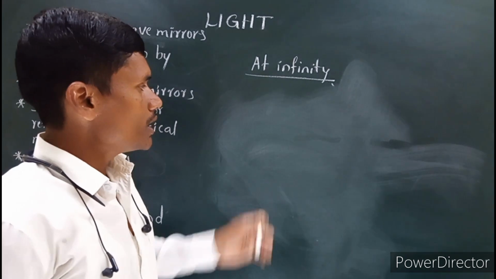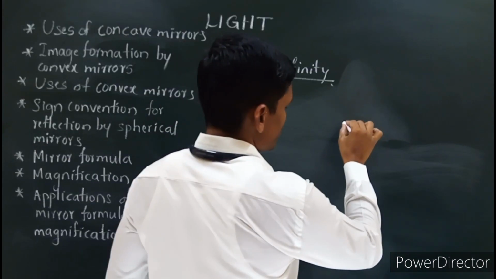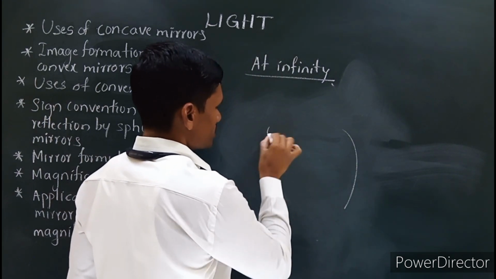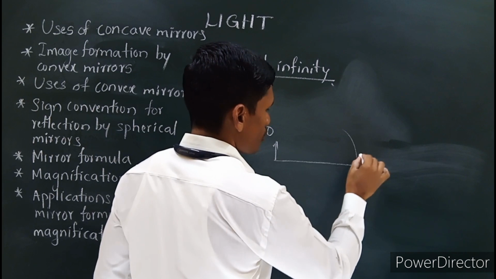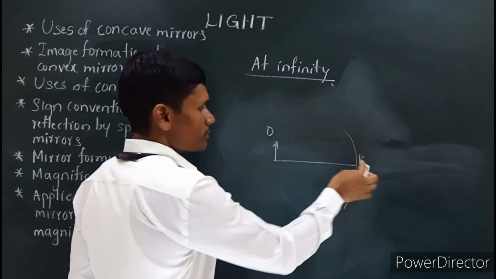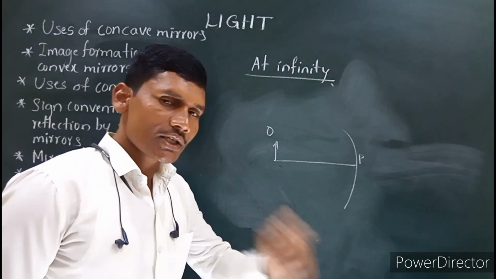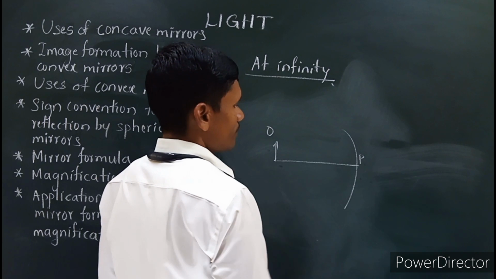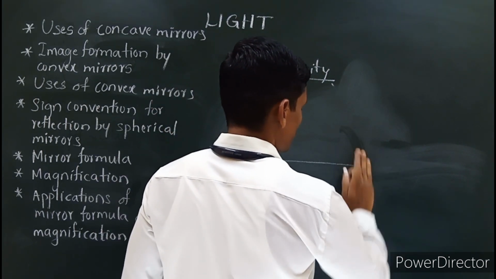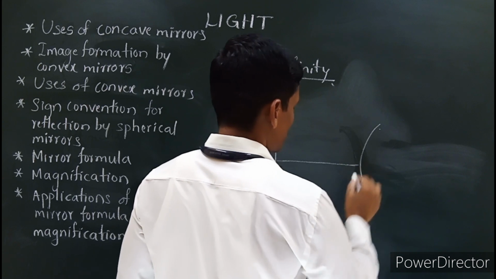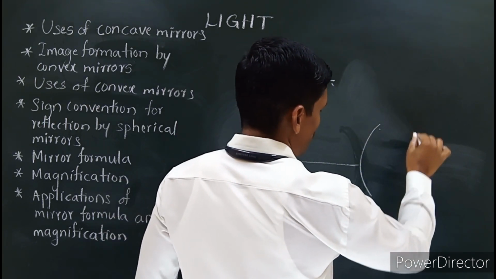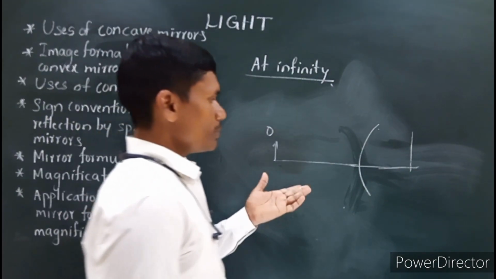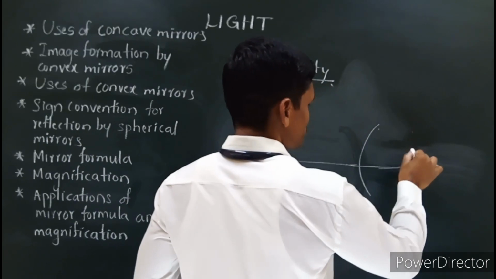Now coming to here, if this is the mirror, and in front of the mirror the object is kept, this distance of the object from the pole of the mirror is called the object distance, and an image will be formed. Let us take this one as convex. The image will be formed either behind the mirror or in front of the mirror, right?